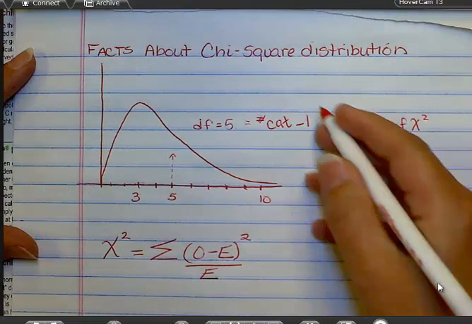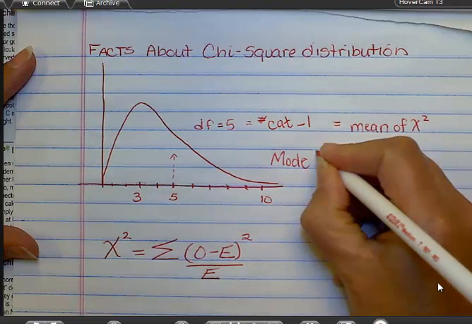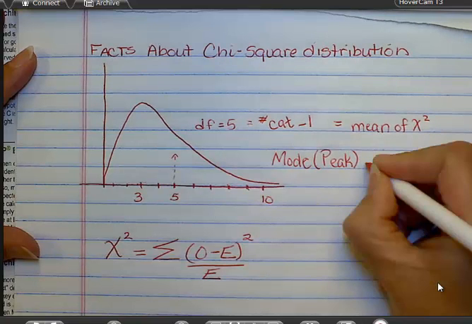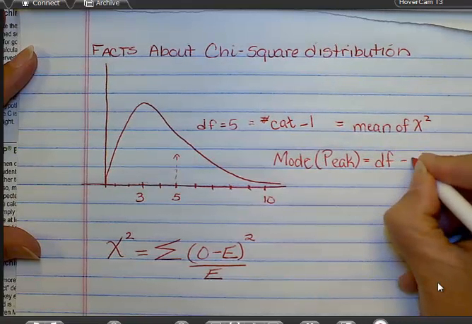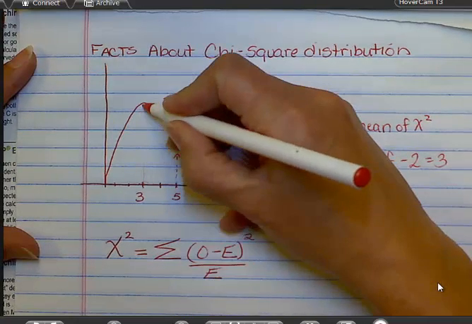Another interesting thing is the mode, which would also be the peak of the distribution, is equal to the degrees of freedom minus 2. So in my picture here, the mode, the highest point, would be at 3.